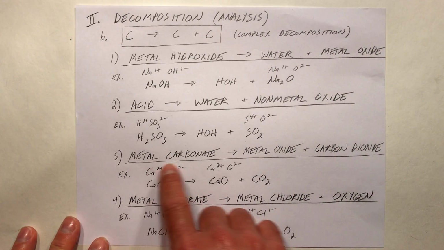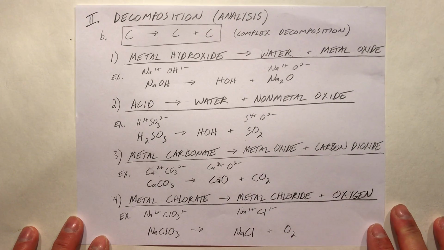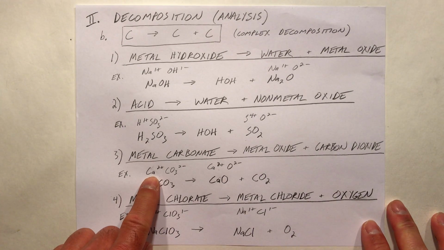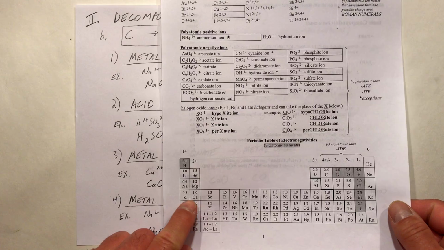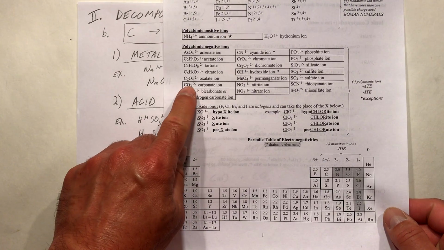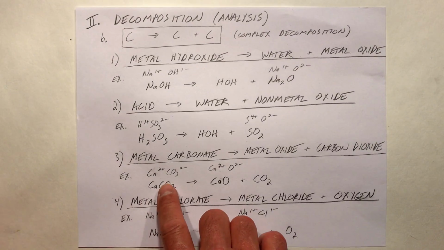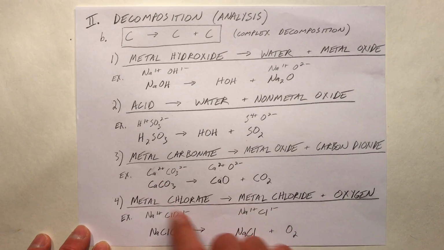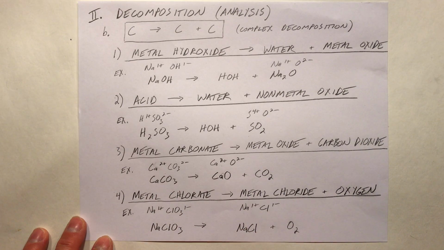Number 3, a metal carbonate is going to decompose to form a metal oxide and carbon dioxide. So let's say our metal is Ca2 plus. So our metal carbonate would be a calcium carbonate. Ca2 plus, because Ca is in the 2 plus column there, and carbonate is CO3 2 minus. So the formula for that compound, when we crisscross 2 and 2, they reduce, becomes CaCO3.